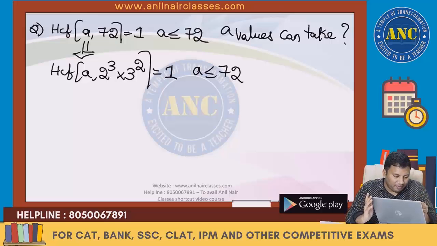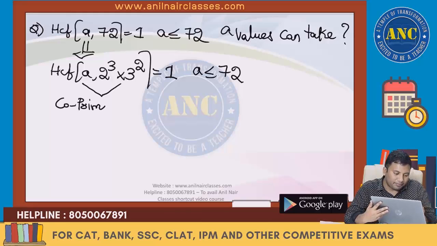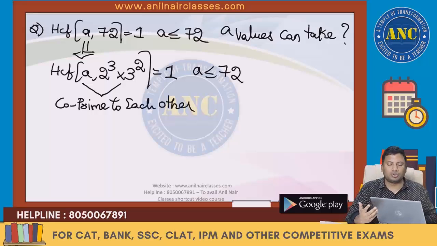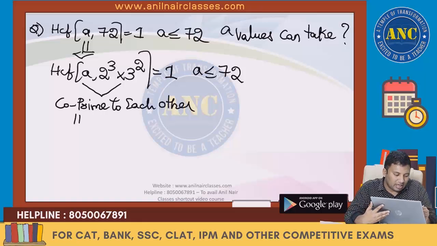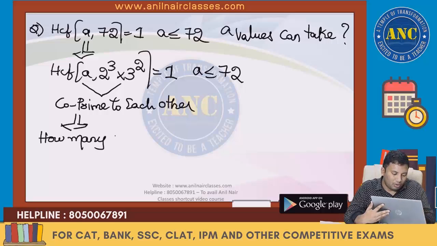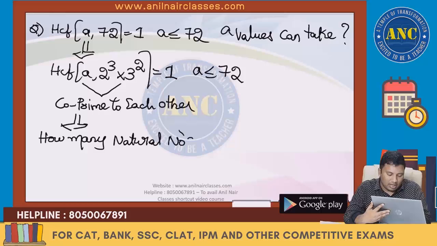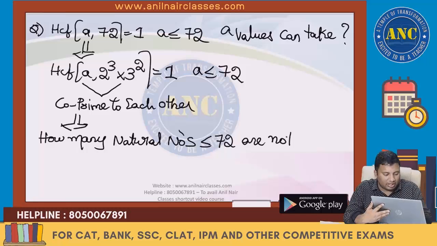Now, if the HCF of these two numbers is 1, can I say that these two numbers are co-prime to each other? If so, the question becomes: how many natural numbers less than or equal to 72 are not divisible by 2 and 3?